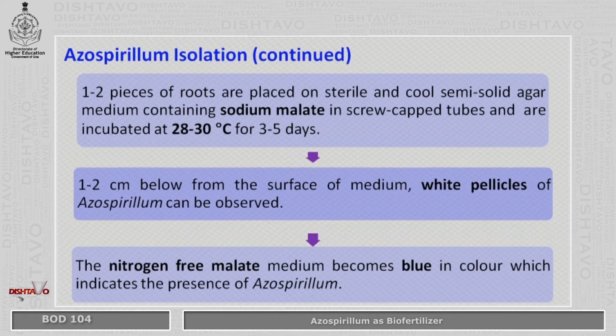1 to 2 pieces of roots are placed on sterile and cool semi-solid agar medium containing sodium malate in screw cap tubes and are incubated at 28 to 30 degrees Celsius for 3 to 5 days. After the incubation period, at 1 to 2 cm below the surface of the medium, white pellicles of Azospirillum can be observed. The nitrogen-free malate medium becomes blue in color, which indicates the presence of Azospirillum.